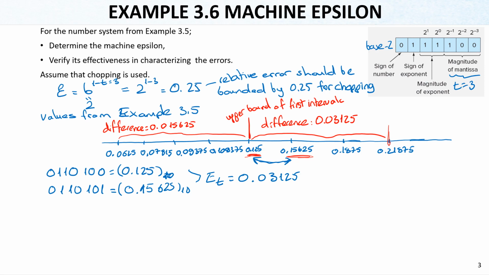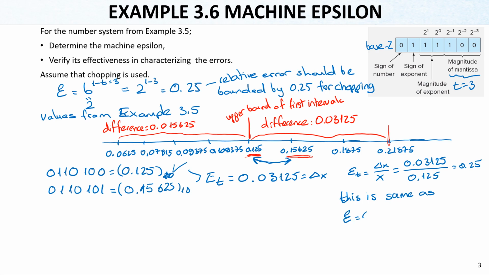So this difference is delta x, and x is 0.25, for example, and if we want to have the relative error, epsilon, that is delta x over x, as we mentioned in the previous slides for the machine epsilon, this will give the machine epsilon value, and it has to be smaller than that when we have the rounding. If we divide by 0.125, for example, for this one, the result is 0.25, and this is the same as machine epsilon, and machine epsilon is, for this problem, 0.25 anyway.